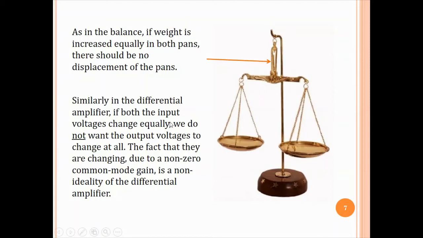Similarly, in a differential amplifier, we don't want the output voltages to change when the inputs change equally. We want it to change only when a differential input is applied. All right, so the fact that there is a common mode gain is actually a non-ideality of the differential amplifier. An ideal differential amplifier will have a 0 common mode gain.